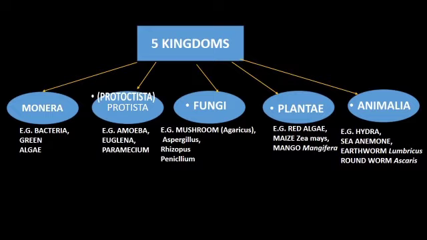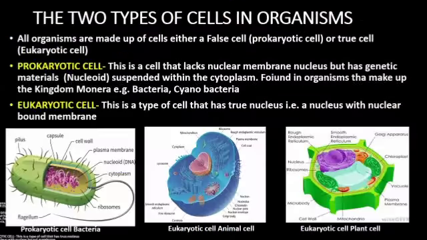Then kingdom Animalia, which is the last, and that's the kingdom where we humans belong. We have a lot of organisms like Hydra, sea anemone, the earthworm. Earthworm is Lumbricus terrestris, the roundworm Ascaris lumbricoides. These are examples of kingdom Animalia. Let's begin to see the characteristics, the types of cells that we can find in organisms.